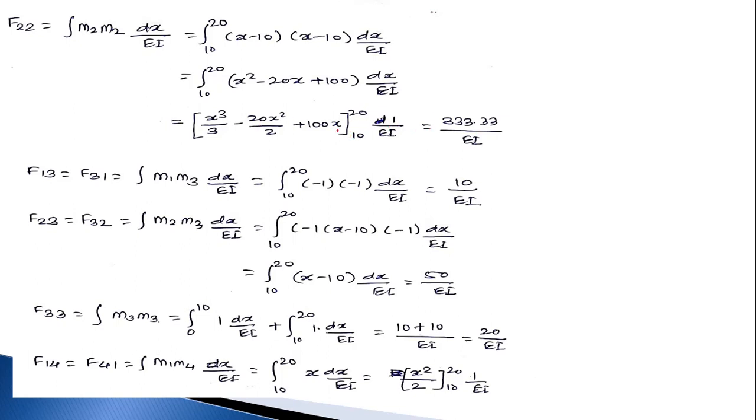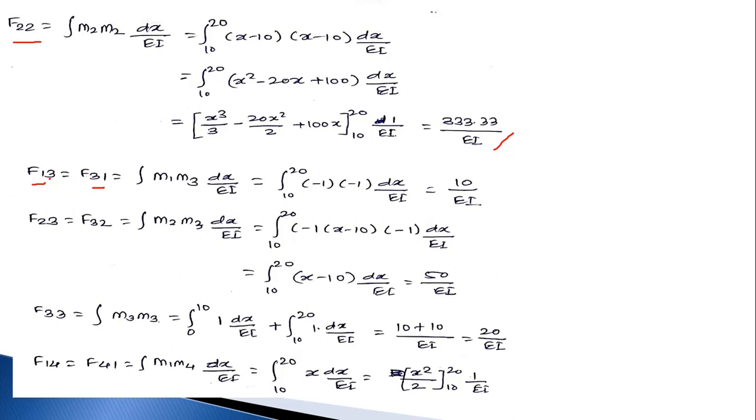So simplifying this equation, putting in the upper limit and lower limit, we got the f22 value as 333.33 upon EI. So this is the f22 coordinate. Next, find out f13 and f31. Both coordinates are the same, that is f13 and f31 are the same.